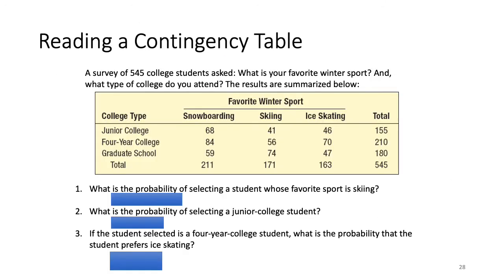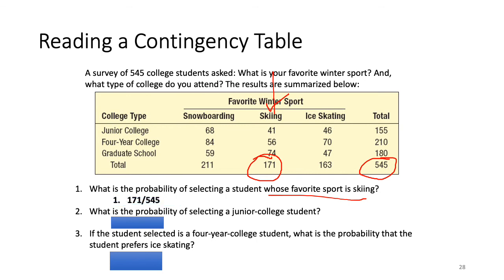Let's look at an example. So let's read this contingency table. There's a survey of 545 college students, and they were asked, what is your favorite winter sport and what type of college do you attend? Let's start with the first question. What is the probability of selecting a student whose favorite sport is skiing? So in that case, we're looking at the skiing column. We find out of all the students questioned, 171 of them liked skiing. So 171 out of 545 would give us the number of students who prefer skiing.